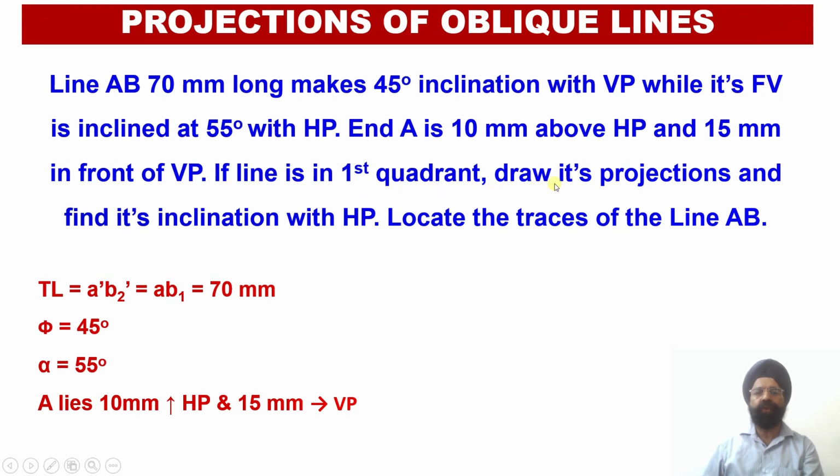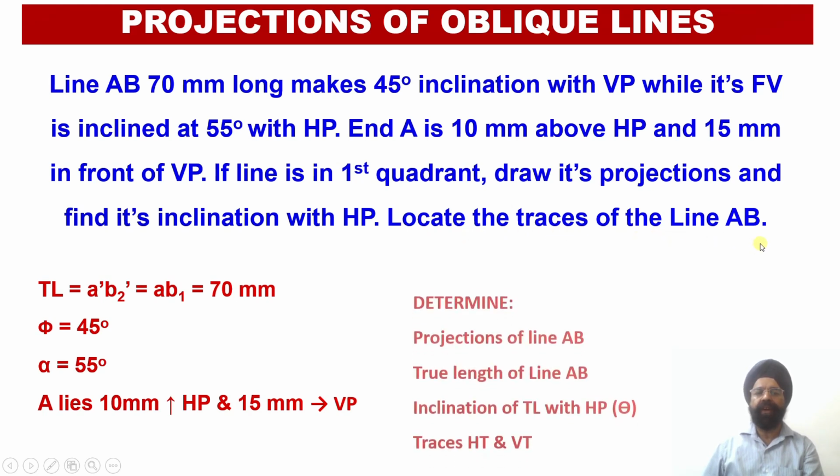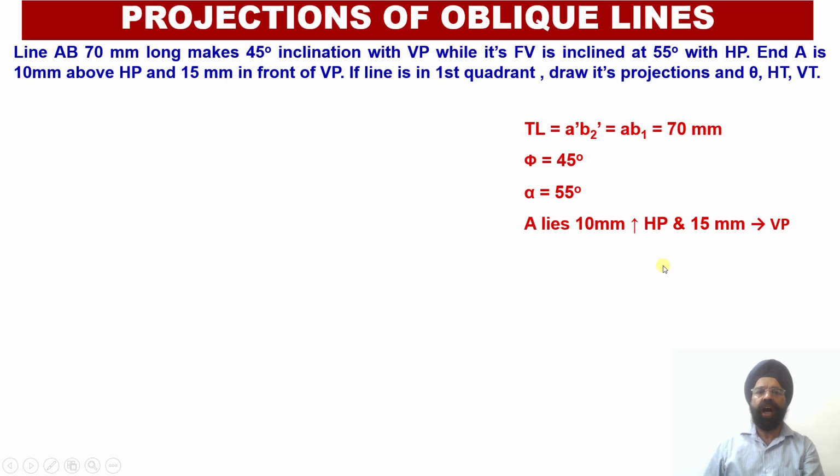So we are required to draw the projections of the line and find out its inclination with the horizontal plane, because its inclination with the vertical plane is already available with us as 45 degree. And we are also required to locate the traces of the line AB. Now let us work out how we evaluate the projections of this oblique line. So step number 1, we draw the XY reference line.